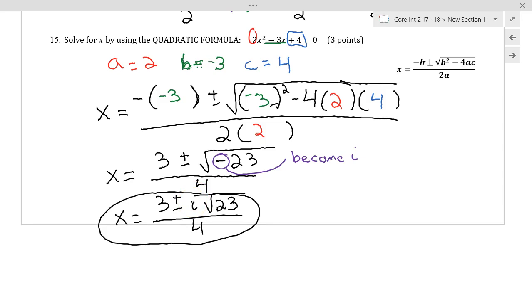Alright, that's it for target C. Go ahead and go look over that and go move on to target D.